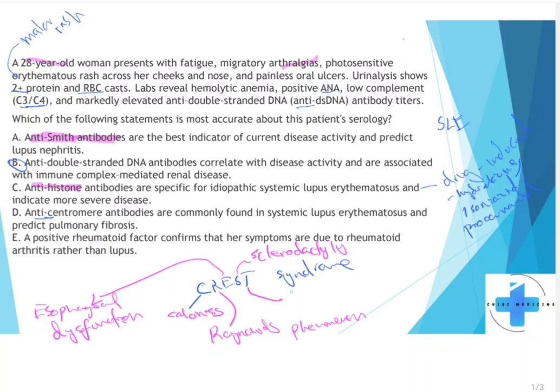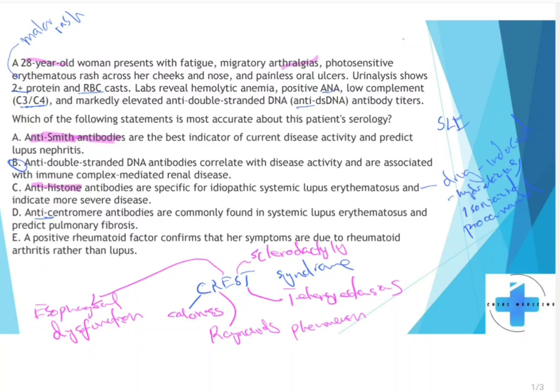Then the T is for telangiectasia. So telangiectasia. Right, so this will be the spider veins that you can see on like the face, the hands, the chest, that kind of thing. Okay, then for E, positive rheumatoid factor.